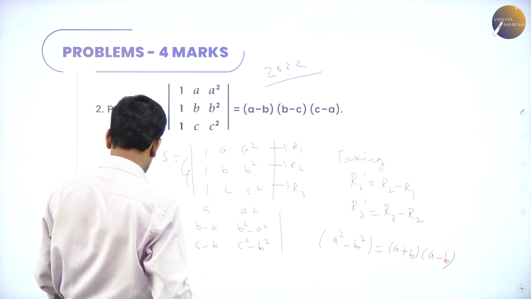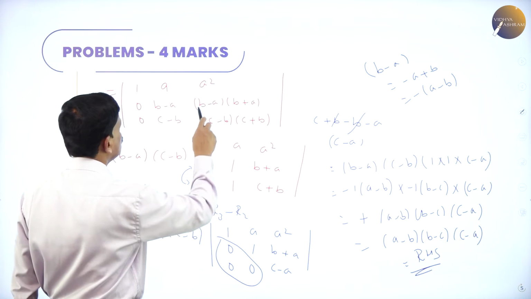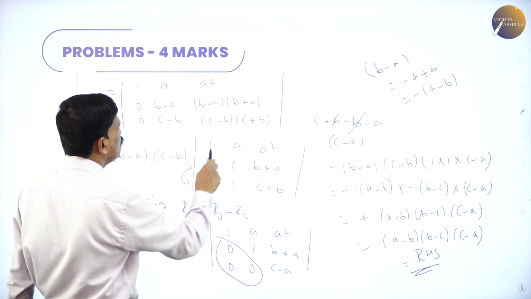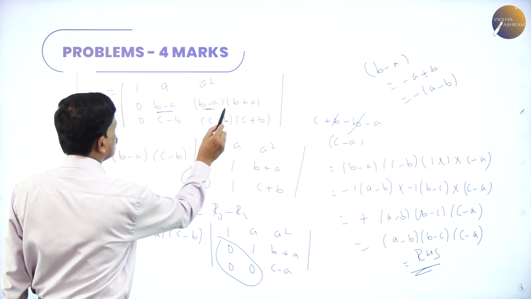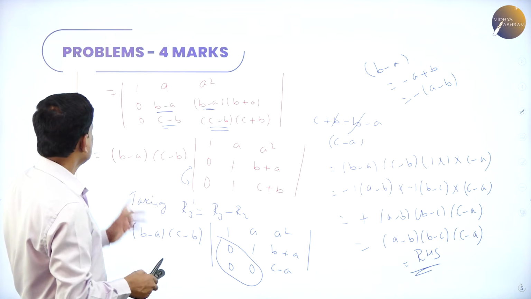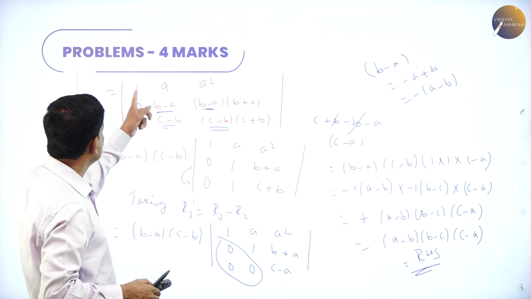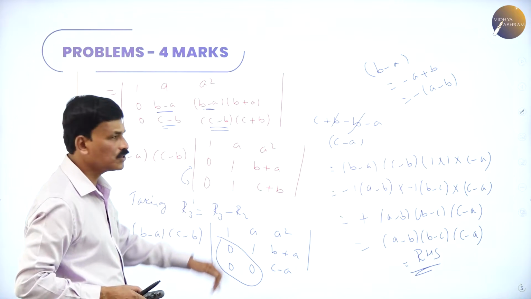So I will go to the next page. Here, 1 0 0, a, b minus a, c minus a, square, b minus a, b plus a, c minus b, c plus b. You can take a common factor. What is the common factor here? B minus a is the common factor. Here c minus b is the common factor. So once b minus a and c minus b are taken out, 1 0 0, a, 1 1, and a square, this is gone, b plus a, c plus a.